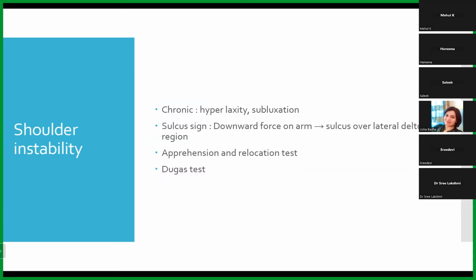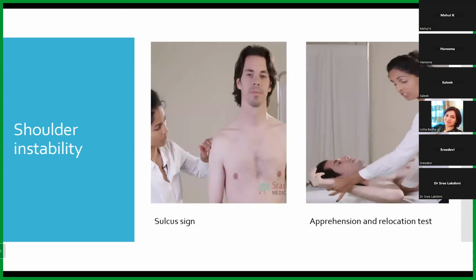Similarly, the apprehension and relocation test. In this, as you can see in this image, you make the patient supine, then you use your hand as a fulcrum behind the affected shoulder, and first you apply pressure downwards. This simulates dislocation, so the patient's symptoms will worsen. They will complain of pain. Then you apply pressure over the lateral side, so that you are displacing the shoulder anteriorly.